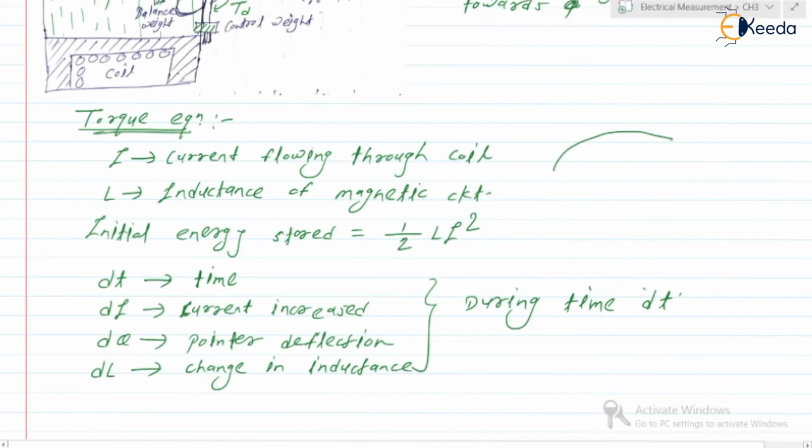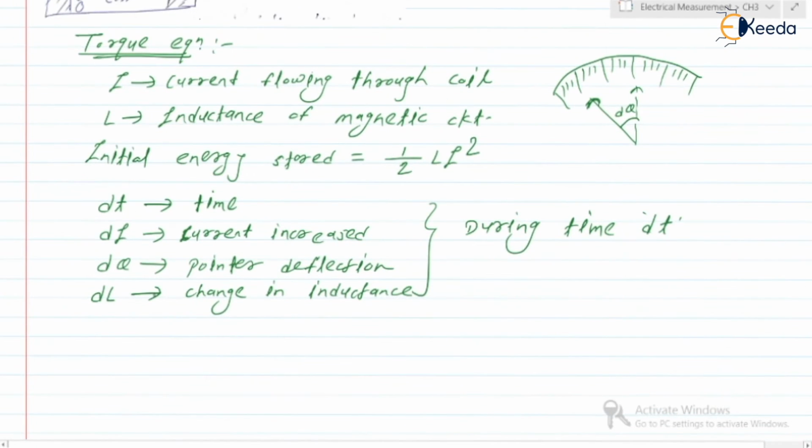Suppose initially the pointer was at this position. After the circulation of the current di during time dt, the pointer has changed its deflection by angle d theta. So here it is d theta, and the time interval during which the pointer position changes is nothing but dt.